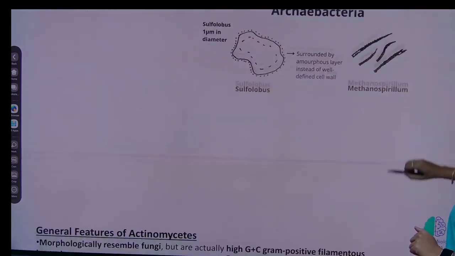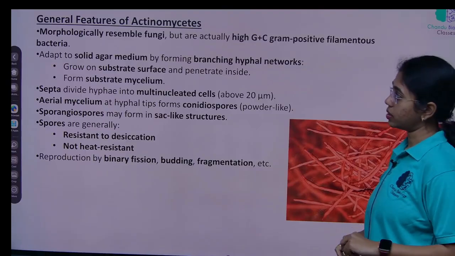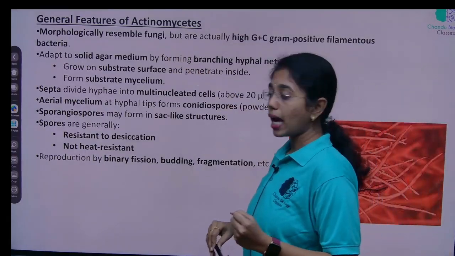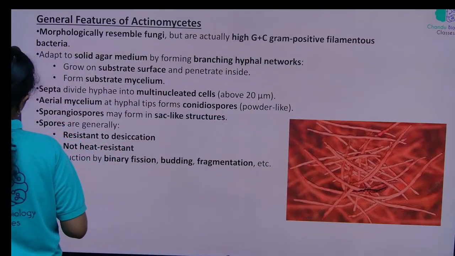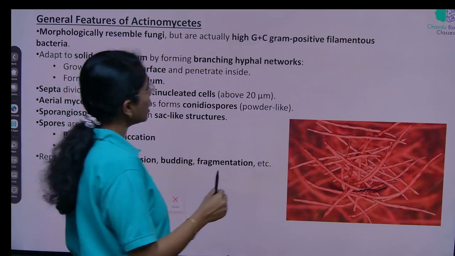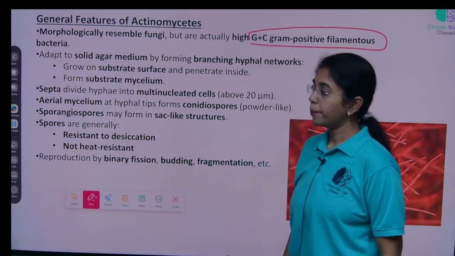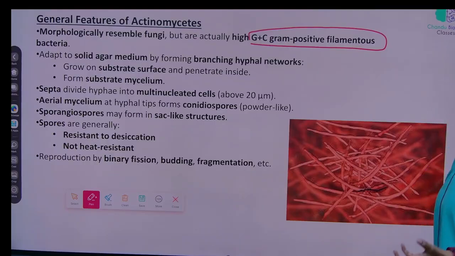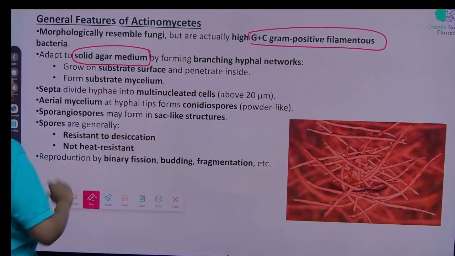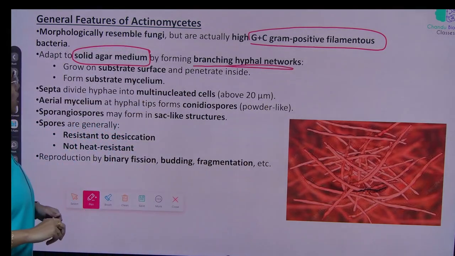Next we will move on to general characteristics of actinomycetes. They morphologically resemble fungi. Like archaebacteria, they also possess high guanine cytosine content. They are Gram-positive filamentous bacteria, and they adapt to solid agar medium by forming branching hyphal networks.